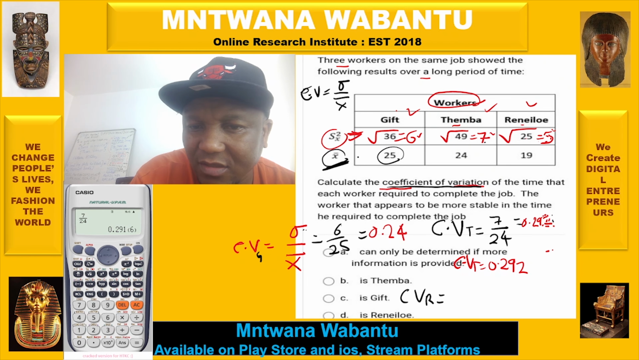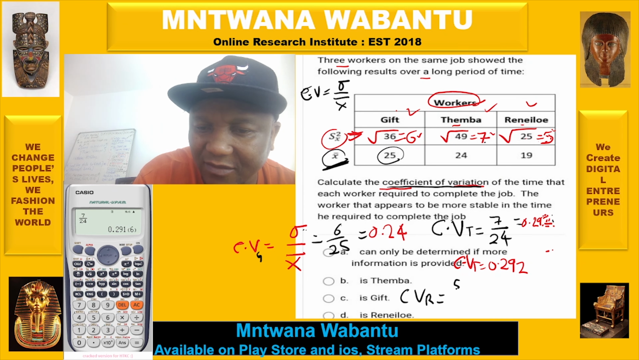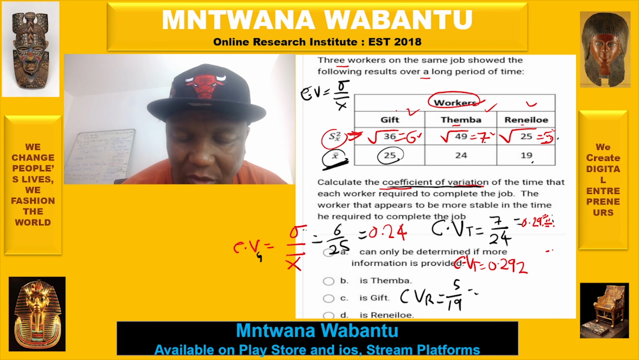Now, for the last one, the coefficient of variation of Oil. What is the standard deviation? It is 5 in this case. For the last one, it is 5 over 19, so 0.263.